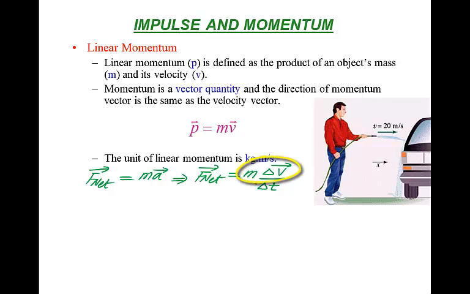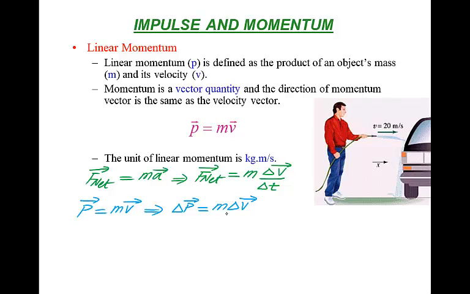Notice that the expression in the numerator is mass times delta V. That is the change in momentum. Since the momentum P equals mass times velocity, therefore the change in momentum delta P must equal the mass times the change in velocity delta V. The mass does not change, it's only the velocity that is going to change.